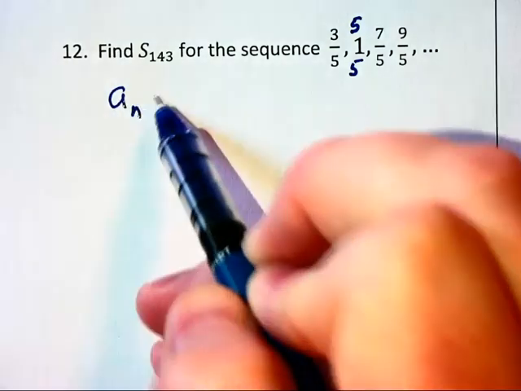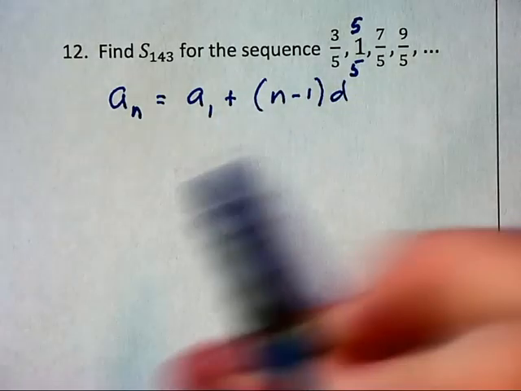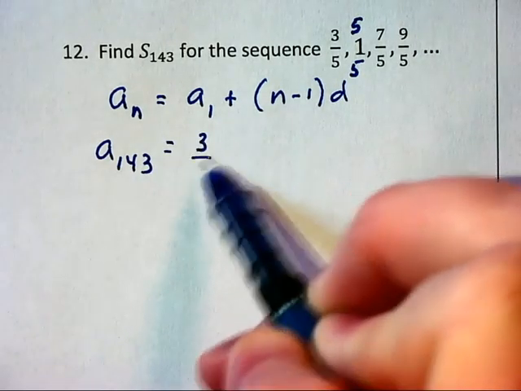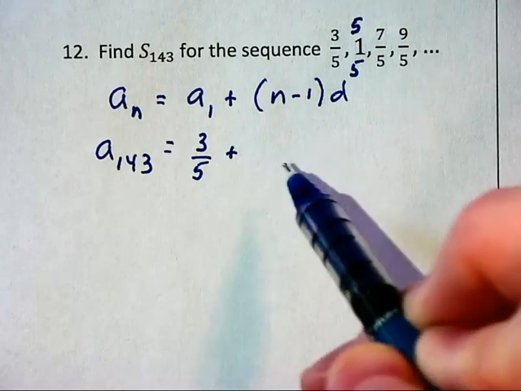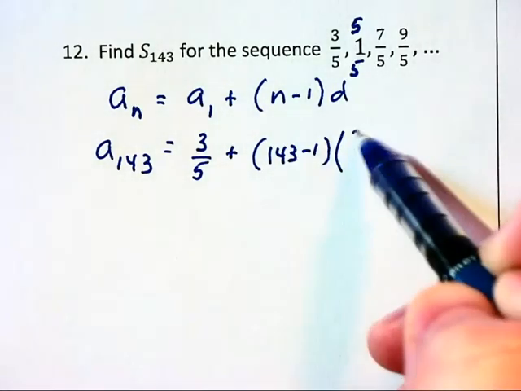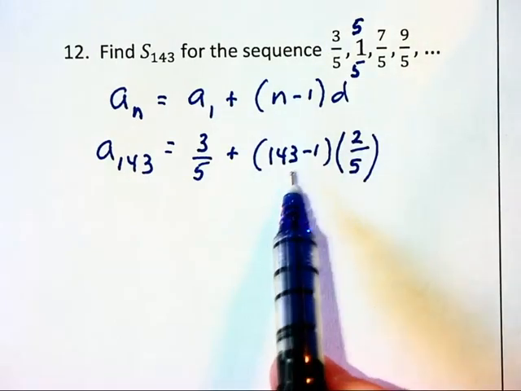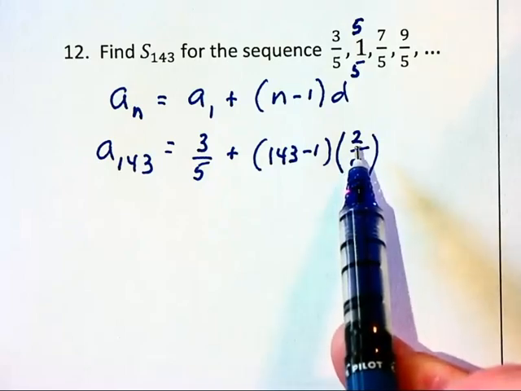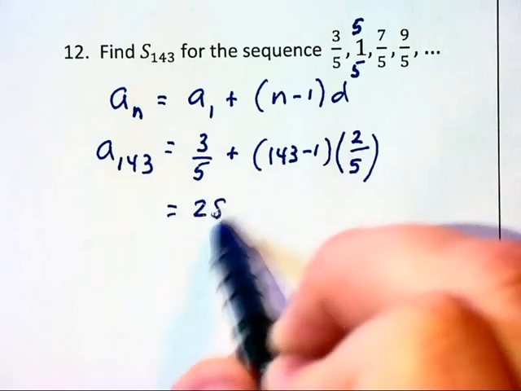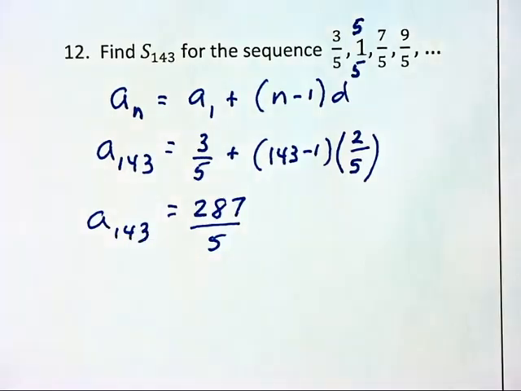So a sub n equals a1 plus n minus 1 times d. Our 143rd term will be 3/5 plus 143 minus 1 times that value of d, which we determined to be 2/5. We're going to have 142 times 2. That'll be 284 plus 3, making 287 over 5 for our 143rd term.